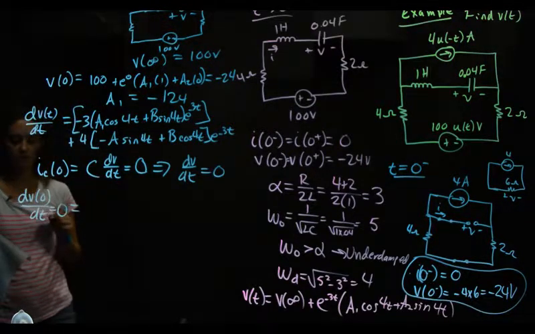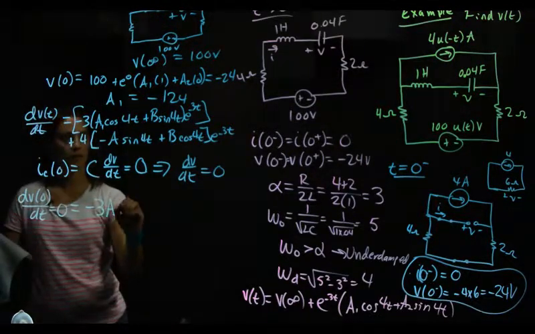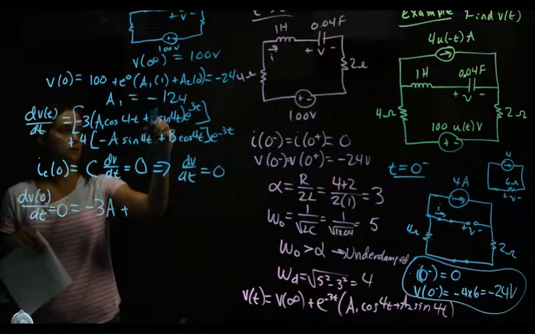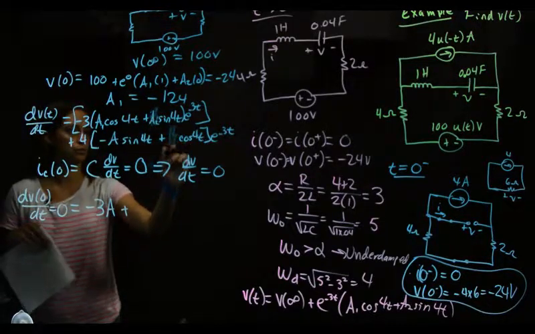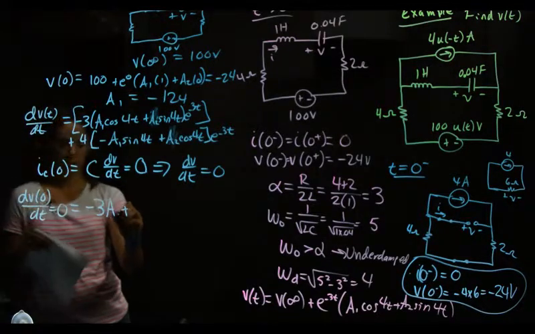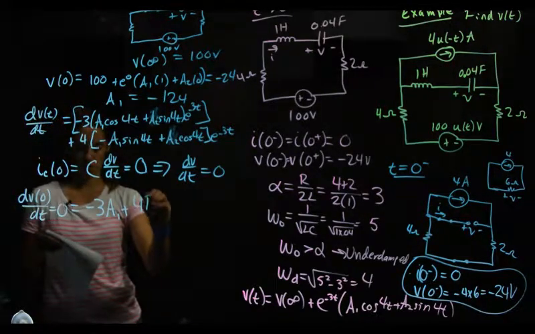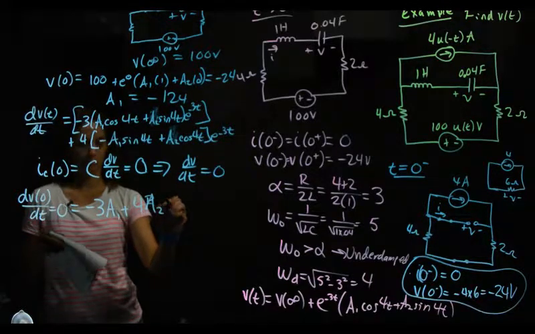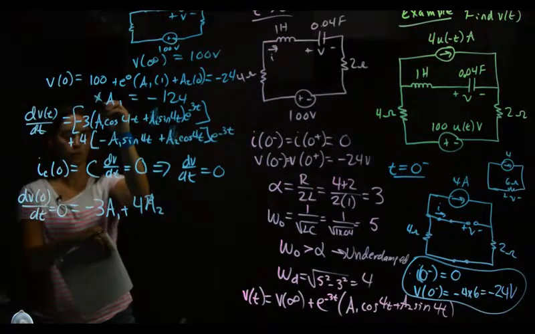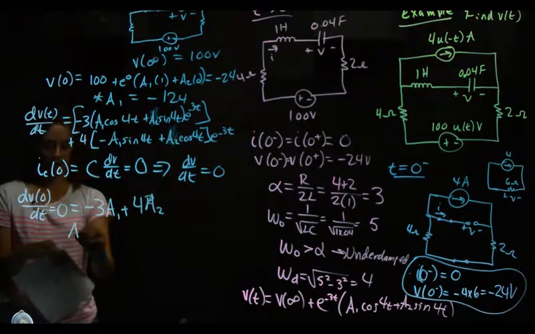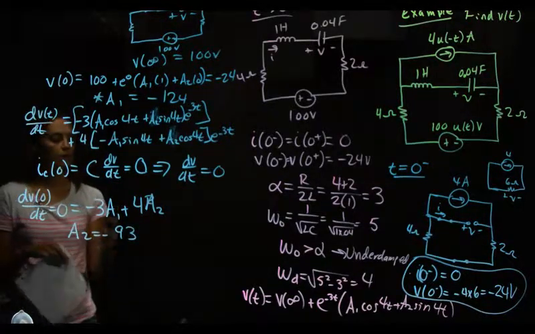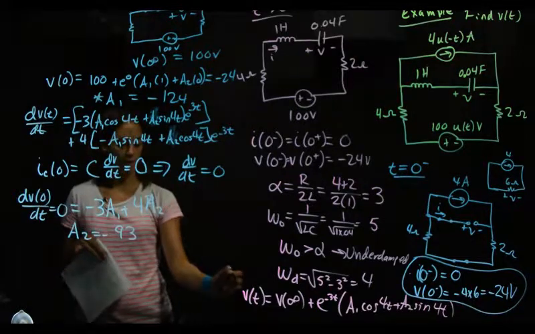Plug 0 in for t. You get minus 3a. I'm sorry, I switched from a2 to b. That's a little confusing. So these b's should be a2s. There we go. We got that fixed. So minus 3a1 plus 4a2. We know a1 already is minus 124. Plug that in here, and you get a2 is minus 93. So now you plug your a1, your a2, your v infinity all back into here.